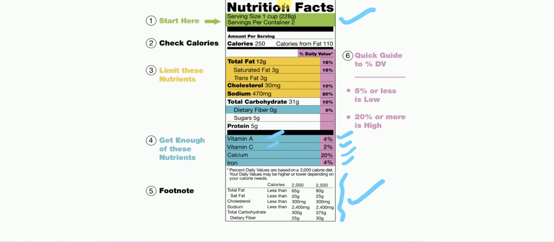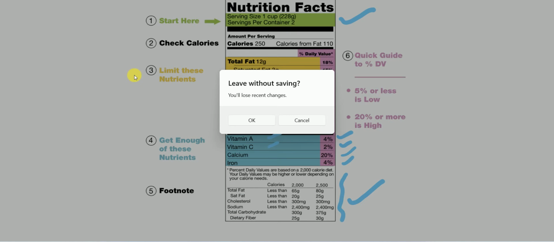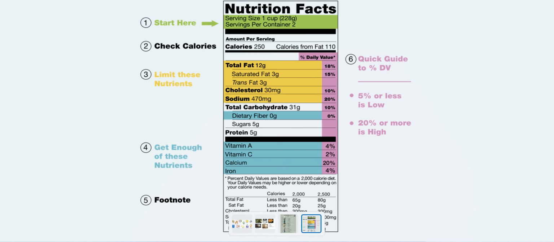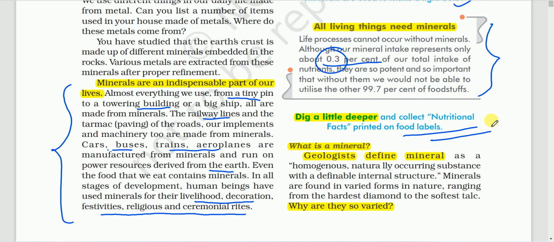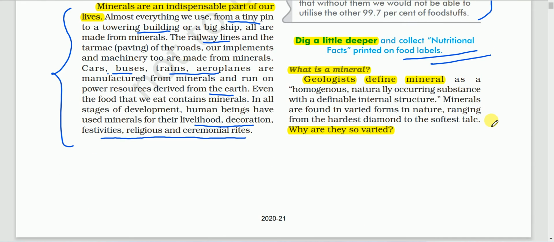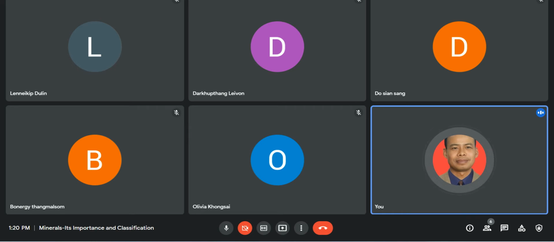So likewise, you may collect the nutrition facts printed on the food labels. Any question, boys and girls?